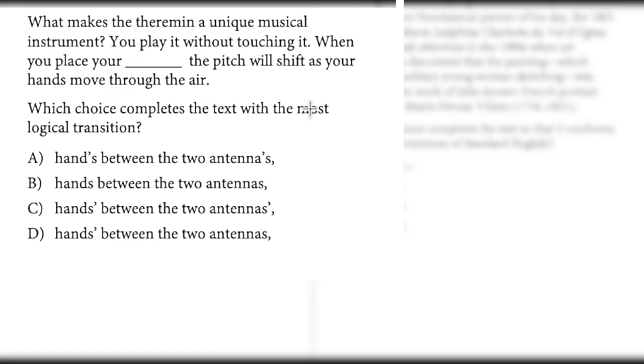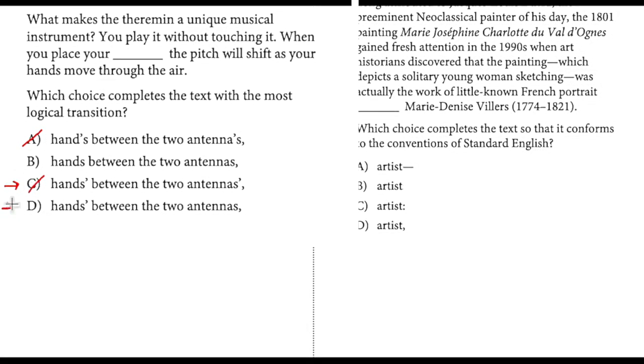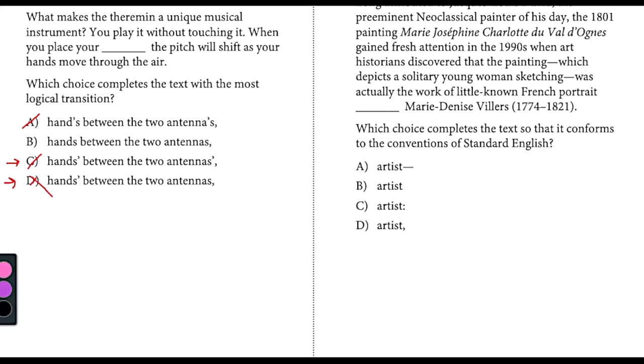When you place your hands between the two antennas, the pitch will shift. So here, if we look at our answer choices, we're trying to figure out if we want to use apostrophes or not. If we have hands apostrophe, that should mean that the hands possess something. Hands between. Does anybody possess a between? No, between is not a noun. So any answer that has hands possessive is out. This has plural hands possessive, also out. It has to be B.